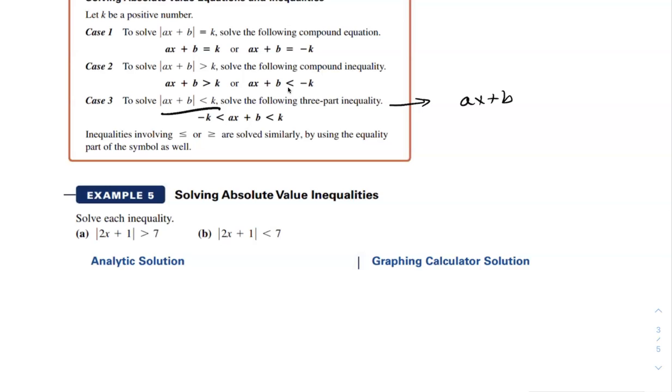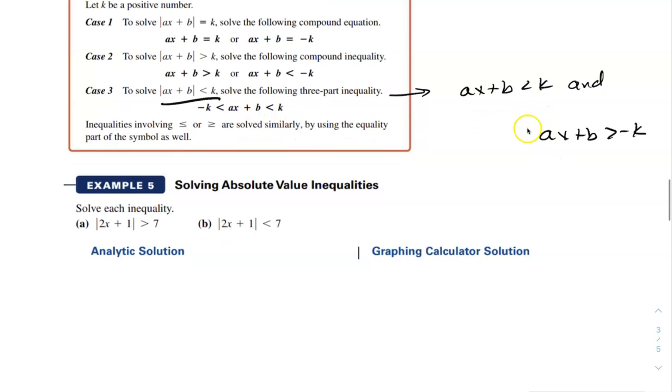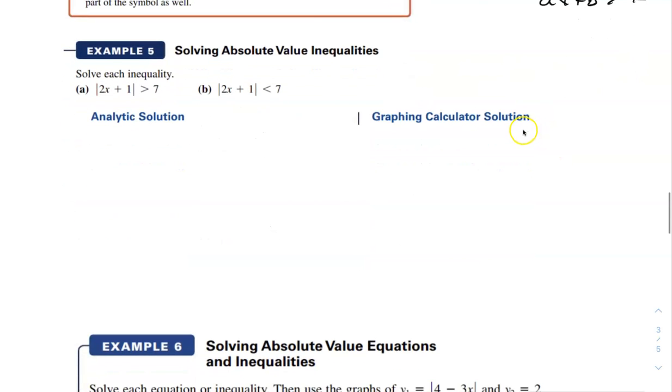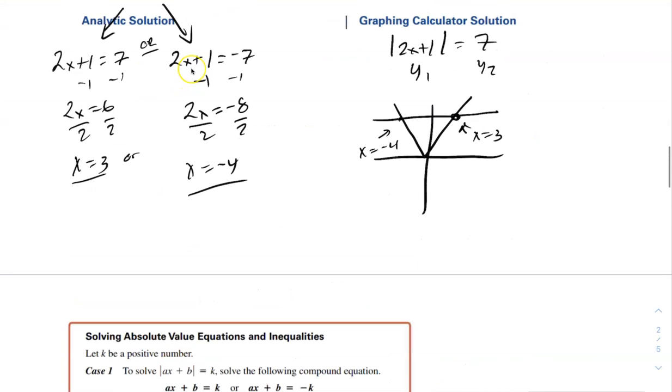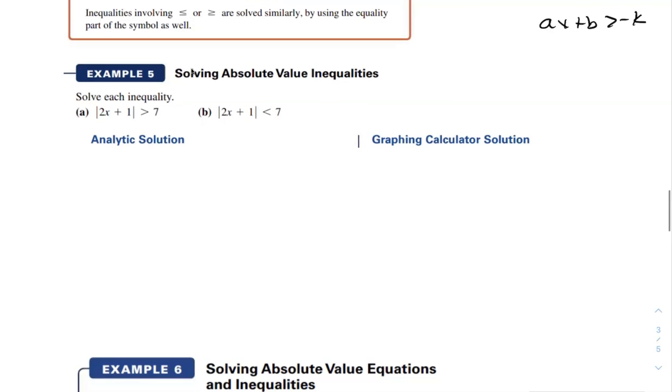Ax plus b is less than k, and the less than statement is an and statement because it's combined. Ax plus b is greater than -k for the exact same reason as up here. And once you change the sign, you got to change the inequality. So you could do a combined inequality, or you could just do a separate and inequality and then combine it later. So now this is the exact same question we just did, but now we're doing the less than and equal to sign. So just to show you real quick, we'll do a right there.